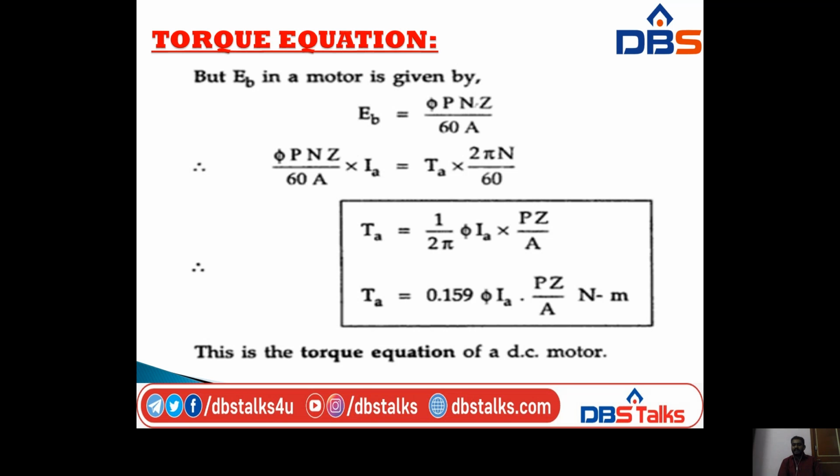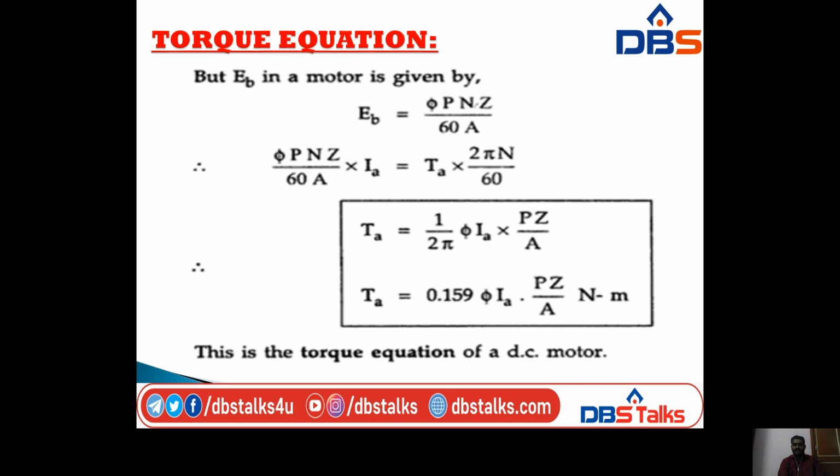So from this I am writing τa is equal to 1 by 2π into φ into IA into PZ by A. By solving the above equation, we have τa is equal to 0.159 into φ into IA into PZ by A Newton meter. So this is the torque equation of a DC motor.